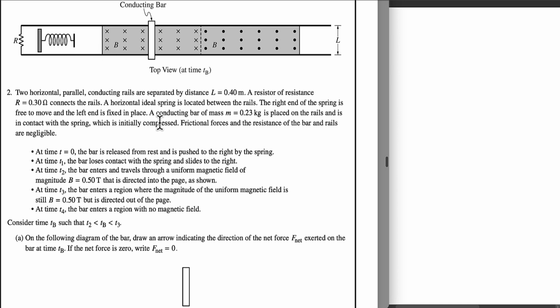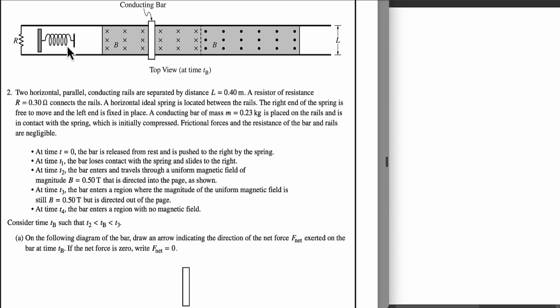Okay. A conducting bar of mass 0.23 kilogram is placed on the rails and is in contact with the spring, which is initially compressed. Frictional forces and resistance of the bar and rails are negligible. At time t equals 0, the bar is released from rest and is pushed to the right by the spring.